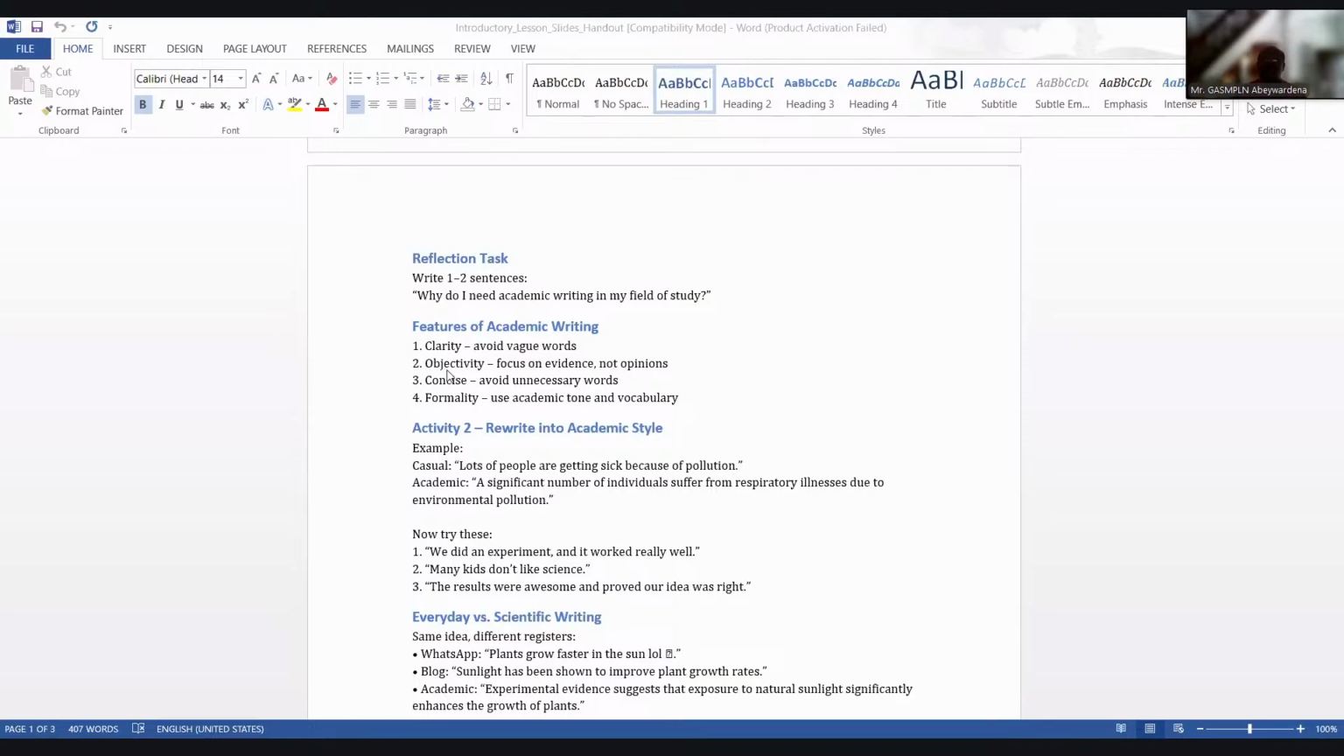Objectivity and focus on evidence, not opinions.